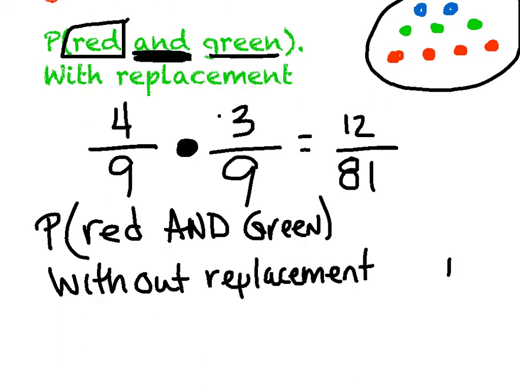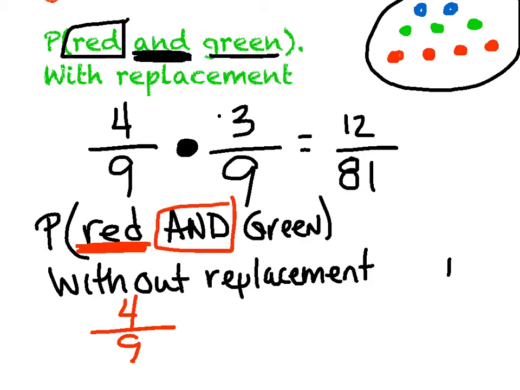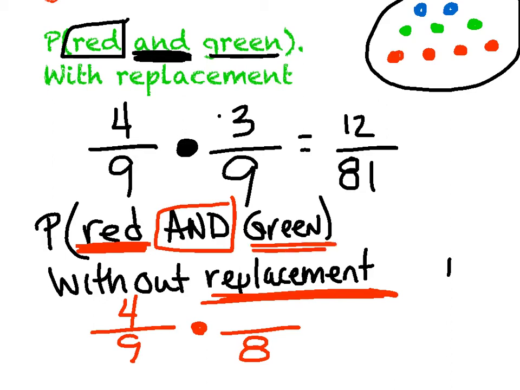So let's set them up. I need the probability of being red. So if I look at my M&Ms, I had a total of 9 and 4 red ones to choose from. Trigger word and means to multiply. And now remember, without replacement, we can't put that red one back we took out. So, or whatever color it was. So instead of 9, I have a total of 8. And I'm looking for a green, so I have a probability of 3 out of 8. Multiply on top, 12 out of 72 now.